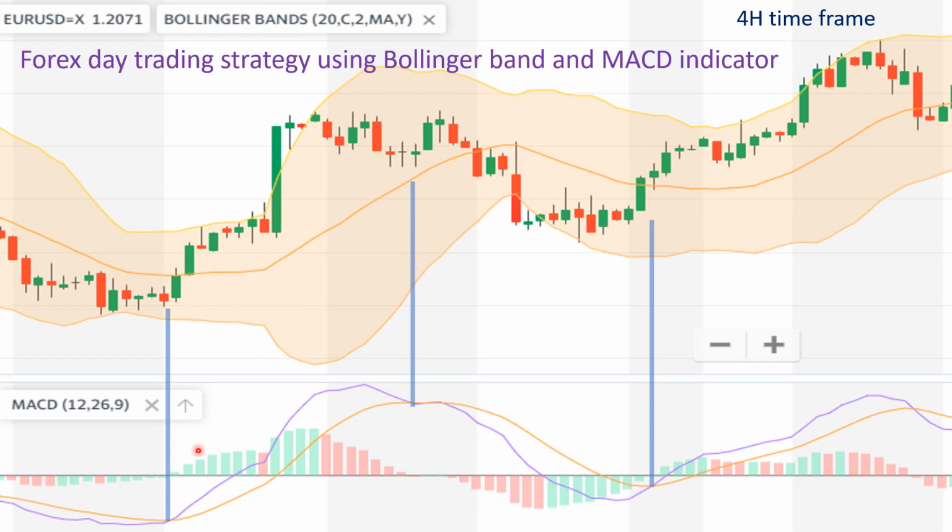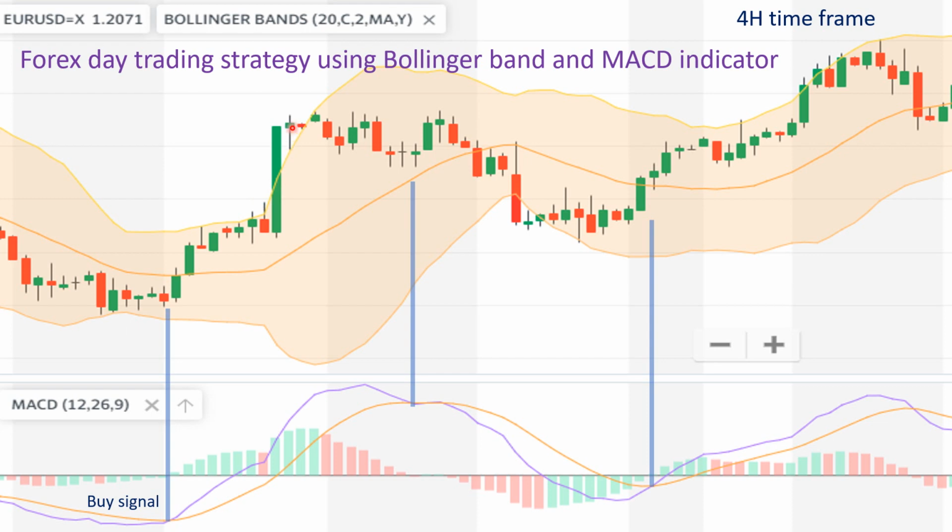Now, here it generates a buy signal. You see, the MACD indicator generates a buy signal, and the same thing, the Bollinger Band generates a buy signal too. This candle closes above the median, and that's the sign of a buy signal.